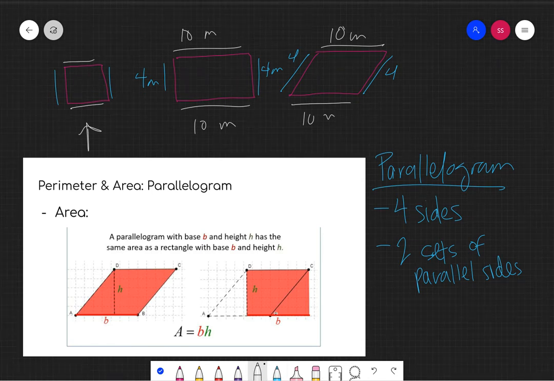Now with a square though, all sides are exactly the same size. So if we had, let's say, 5 meters on this side, this opposite one, the parallel one, would be 5 meters, but so would the top and the bottom.